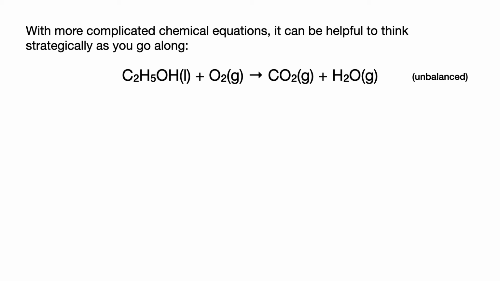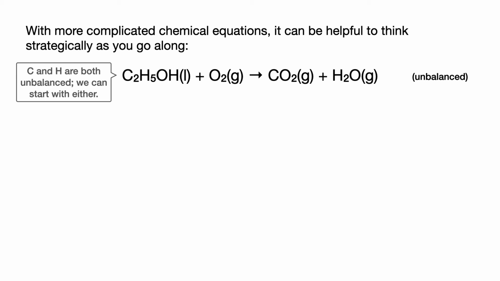And if we look at this equation, we can see that oxygen is actually balanced already. There's 3 oxygens on the left and 3 oxygens on the right. But the carbon and the hydrogen are both unbalanced. And so we could start with either one of these. We could start with balancing the carbon or the hydrogen. And in this case, it doesn't really matter which one we start with.